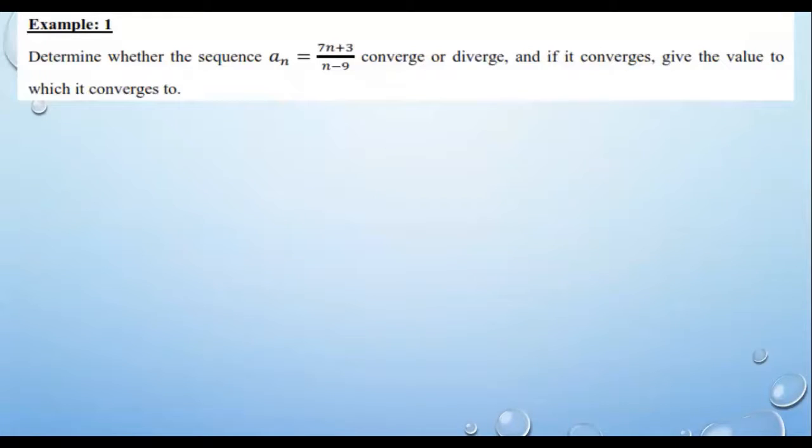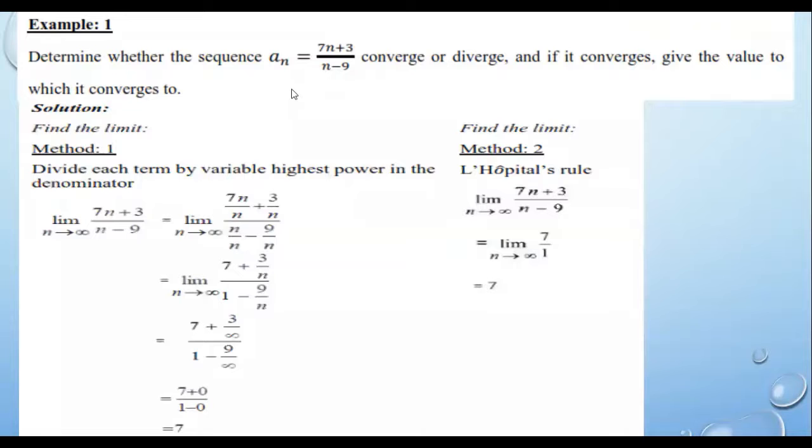One sequence is given, a_n is equal to (7n plus 3) upon (n minus 9), and you have to show and give the value to which it converges. If the question says something like this, what you have to do is find the limit. You find the limit as n approaches infinity. Always say limit as n approaches infinity of (7n plus 3) upon (n minus 9). See, that's what is written here.